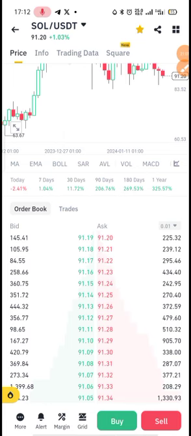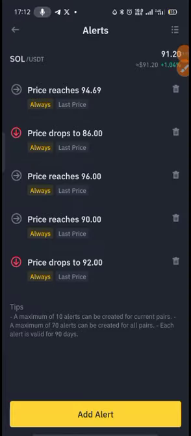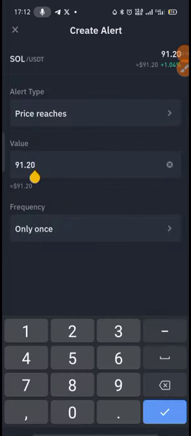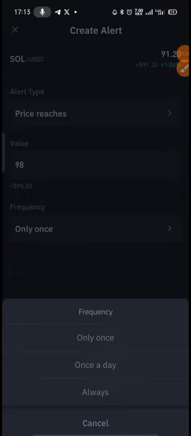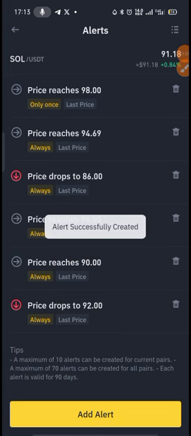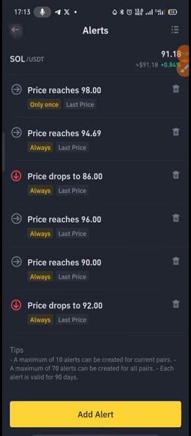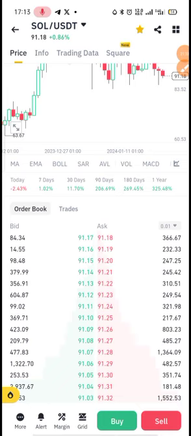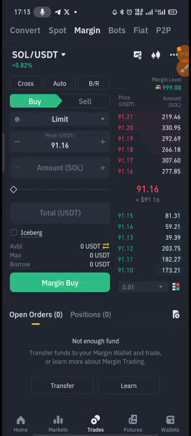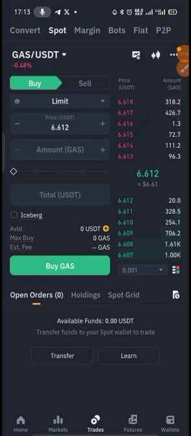Now let's go to alerts. Alerts are good. You can use them and place orders. You can add alerts in case you are trading and you want to know when Solana gets to $98, and you just click on it. You have frequency: only once, once a day, always, and so on. You create an alert and it notifies you anytime Solana gets to 98. So that's basically it. What else again? You have the margin, you have the grid, and so on. I don't want us to go into those things. Those are margin trade. I want us to stick to spot. Let's just remain on spot.